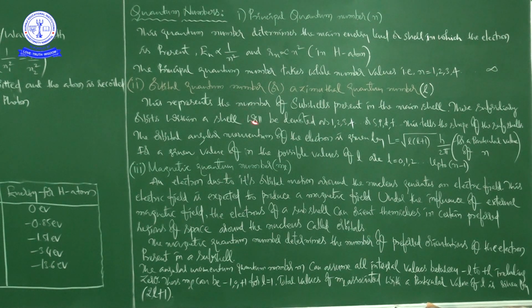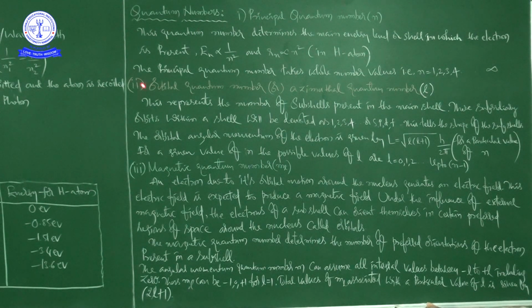In hydrogen atom, I'll repeat once again. This principal quantum number determines the main energy level or shell in which the electron is present. So based on the theory, En is directly proportional to 1 by n square and Rn is directly proportional to n square in hydrogen atom. I hope you remember the positives and negatives from Bohr's model, so keep that in mind always.